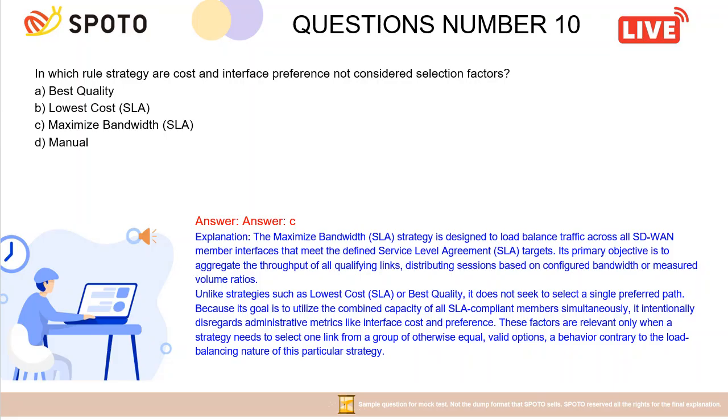Because its goal is to utilize the combined capacity of all SLA-compliant members simultaneously, it intentionally disregards administrative metrics like interface cost and preference. These factors are relevant only when a strategy needs to select one link from a group of otherwise equal, valid options, a behavior contrary to the load balancing nature of this particular strategy.